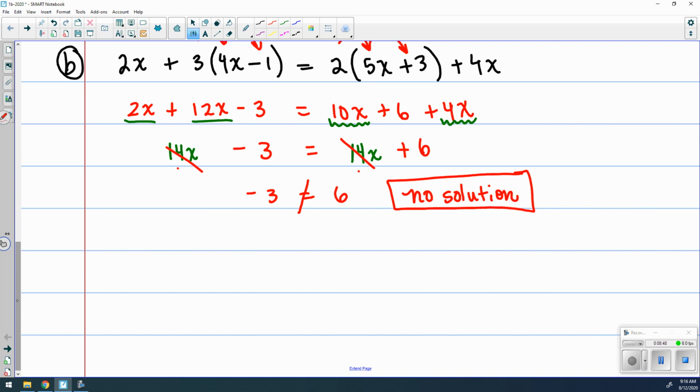But just one last parting thought. If you were to have gotten down to something that said like maybe 6 equals 6 or negative 3 equals negative 3, if you get down to something that is truly a statement but no variable, your answer will be infinite solutions. So if you get down to a variable-free statement, but it is true, then you're looking at an answer of infinite solutions.